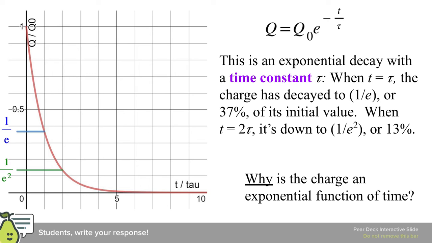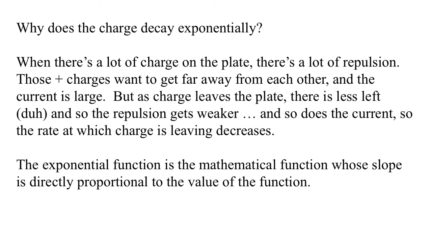Why is it that the charge is an exponential function of time? Give that a couple minutes thought. Well, when there's a lot of charge on the plate, there's a lot of repulsion. Those positive charges want to get far away from each other, and the current is large. But as charge leaves the plate, there is less left, of course, and so the repulsion gets weaker. And since the repulsion gets weaker, so does the current, which means the rate at which charge is leaving is also decreasing. And of course, we know from math that the exponential function is the mathematical function whose slope is directly proportional to the value of the function itself. All right, so we know that it's going to be some sort of exponential because the amount of charge left is proportional to how much we started with.